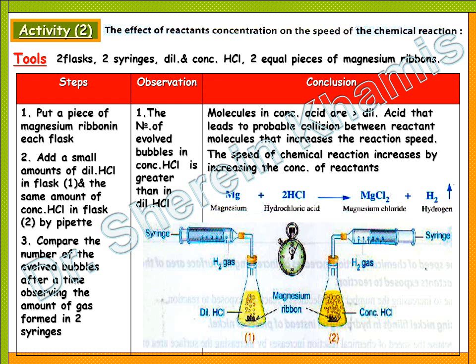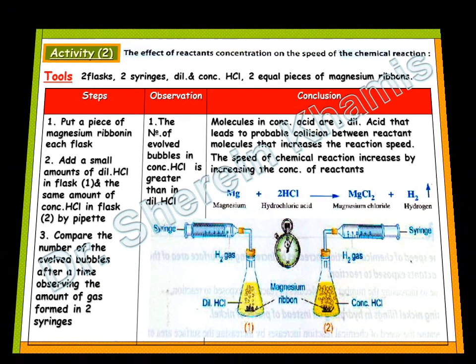That leads to probable collisions between the reactant molecules, which increases the speed of chemical reaction. So the speed of chemical reaction increases by increasing what? The concentration of reactant. Okay, so we have a direct relation here between what? Between the concentration of reactant and the speed of reaction. By increasing the concentration of reactant, the speed of reaction will increase.